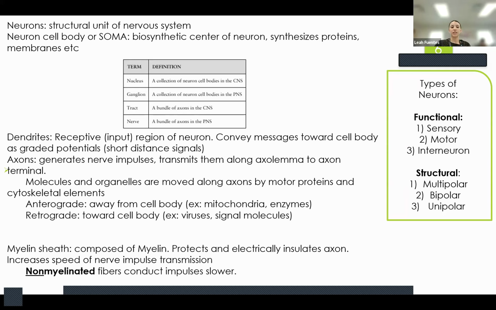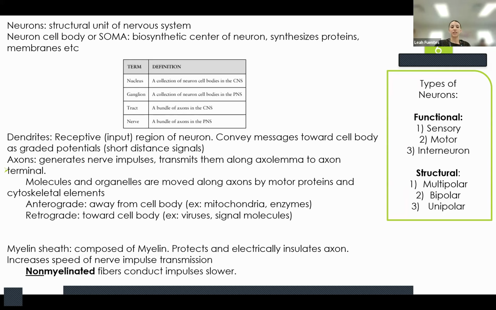And then we also have types of neurons. So the way that we classify them are functionally and structurally. So functionally, we have sensory, motor, and interneuron. Sensory, or again, these are afferent. The neurons transmit impulses away from the sensory receptors to the central nervous system, whereas the motor or efferent neurons carry impulses away from the CNS to the effector organs.